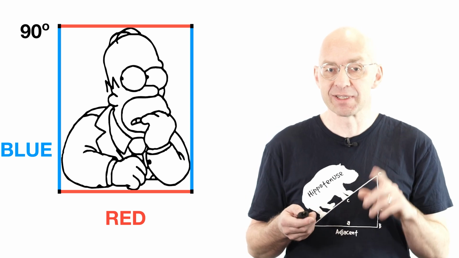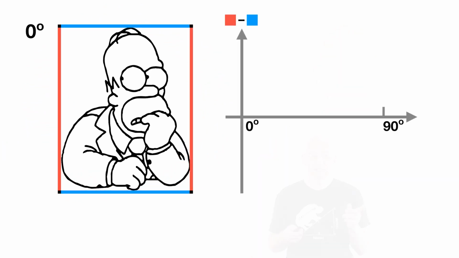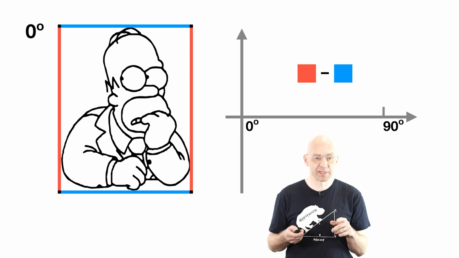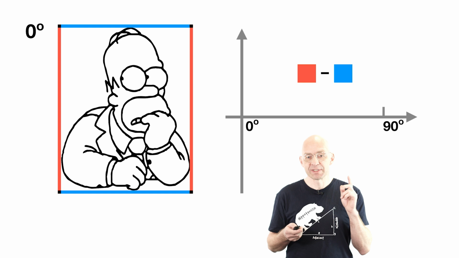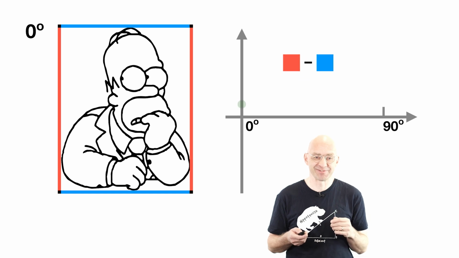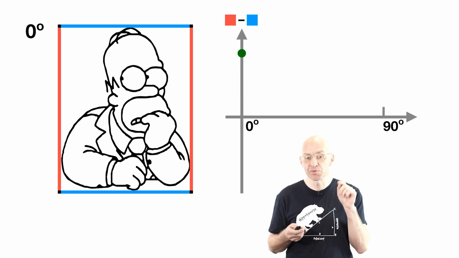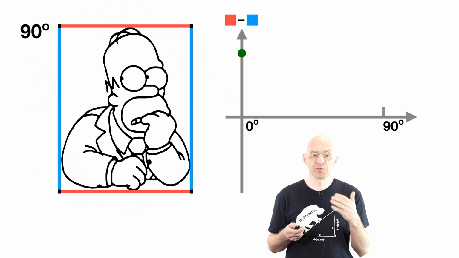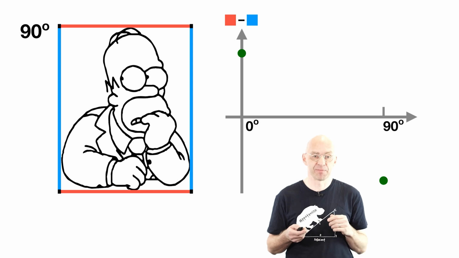Okay, back to the beginning. 0 degrees. Let's record the difference between the red and blue lengths as we rotate. To begin, red is longer than blue, so the starting difference will be what? Positive, negative, or 0? Well, positive, of course. However, because of the swapping, at the end of the 90-degree turn, red will be shorter than blue, and so the difference will be negative.